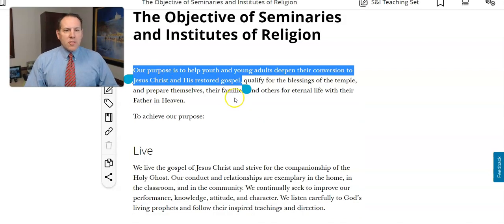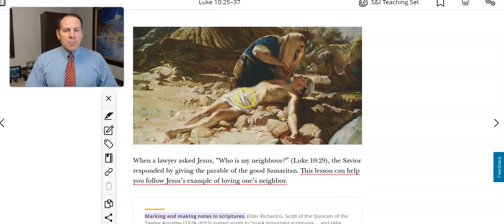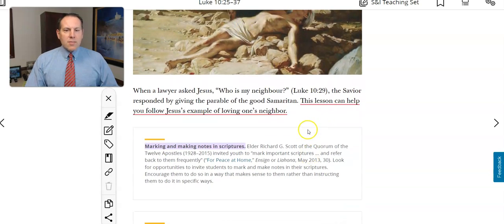As you know, our objective is always to help our students to deepen their conversion to Jesus Christ and his restored gospel. But every lesson also has a little mini objective. In this case, we want to help students to follow Jesus' example of loving one's neighbor.